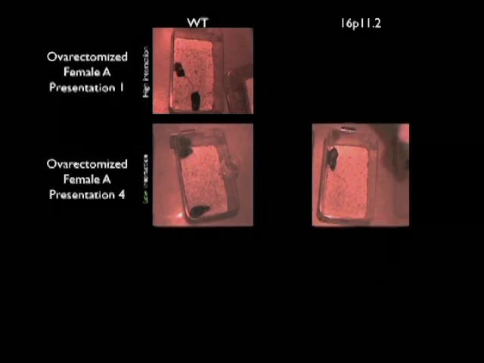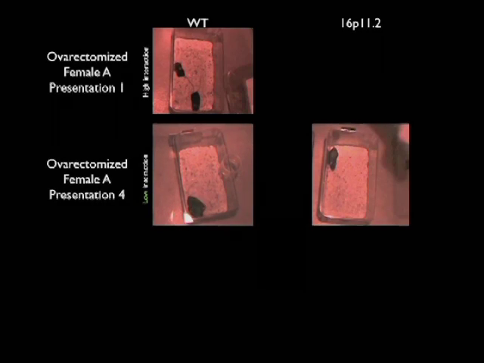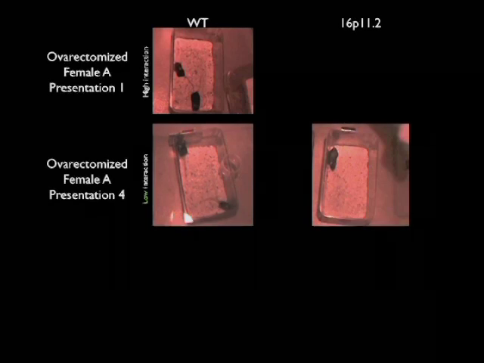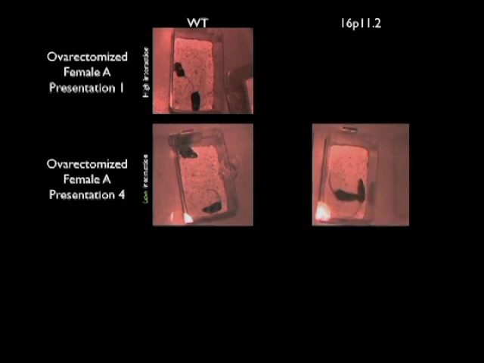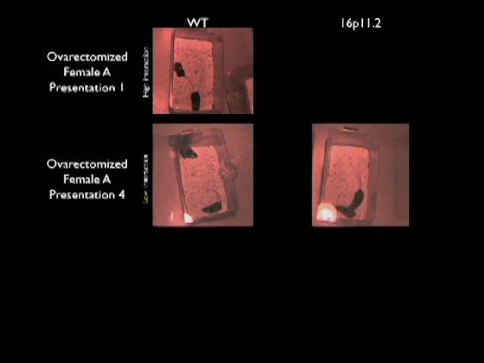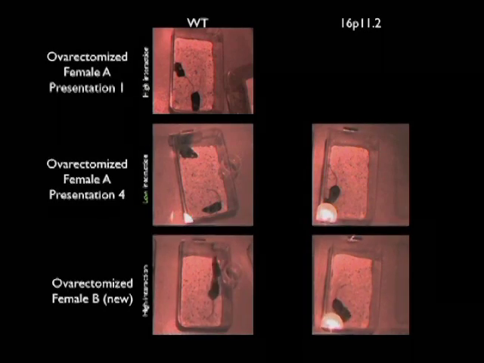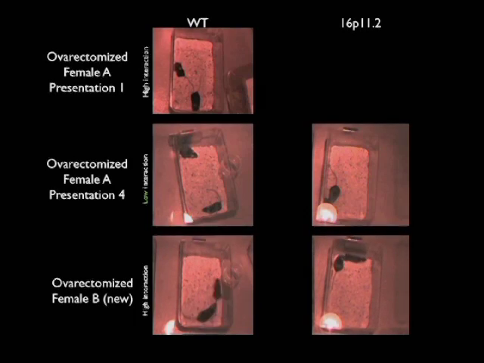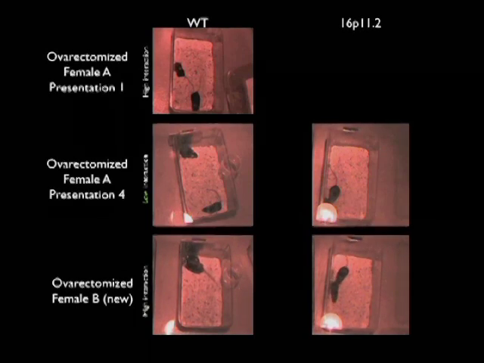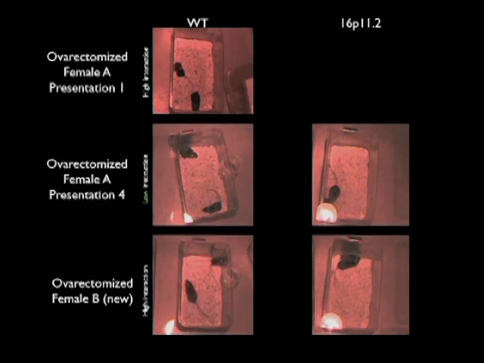So now we're going to jump to the fourth presentation. And if you go to the fourth presentation and you look at the wild type, you see now that they're not quite so excited about each other. They're sort of interested, but not quite as excited. Now, interestingly, if you put in the same female, the 16p mouse is still super excited about the female. And then of course, if you do the control, the new female, the wild type mouse is again very excited, and the mouse with the mutation is also very excited. So this was exactly the opposite of what we expected.